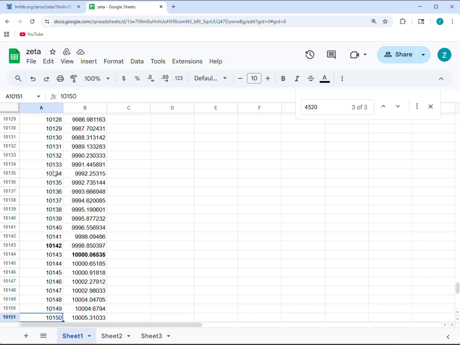And if I go all the way to the bottom, I've already highlighted a couple of numbers here. What you can see is that the 10,142nd zero of the zeta function has an imaginary part of 9998.85. And the next one, the 10,143rd zero, has an imaginary part of just over 10,000. So according to the Riemann-von Mangoldt formula, I should be able to plug in 10,000 and it should spit out a number close to 10,142.